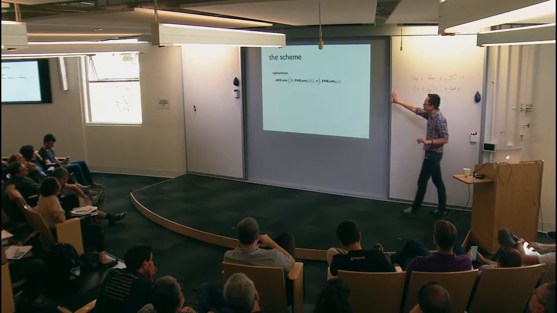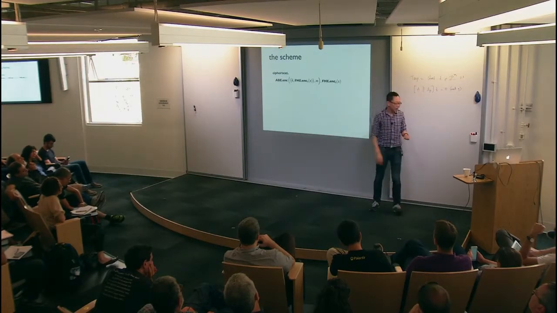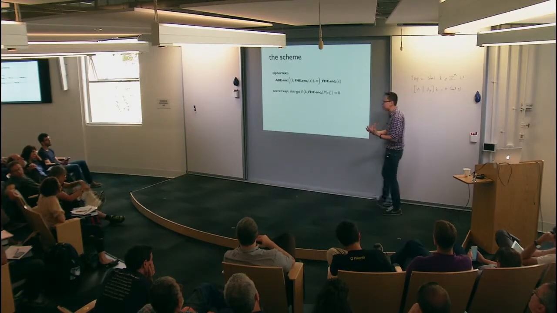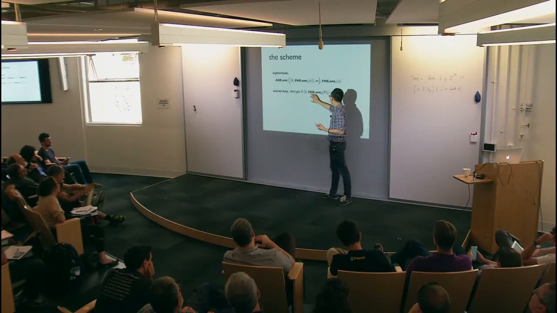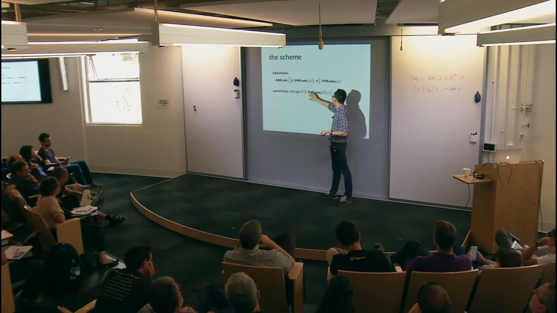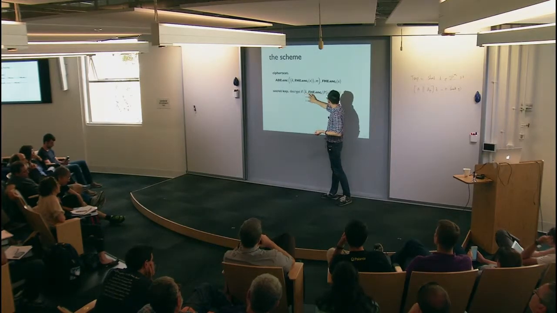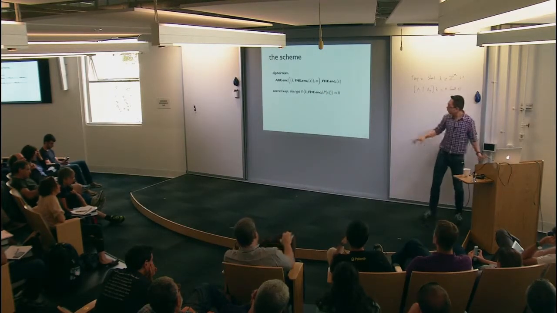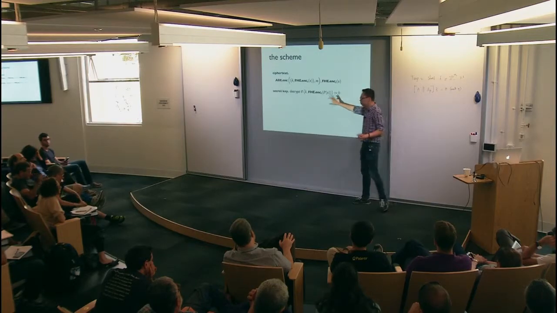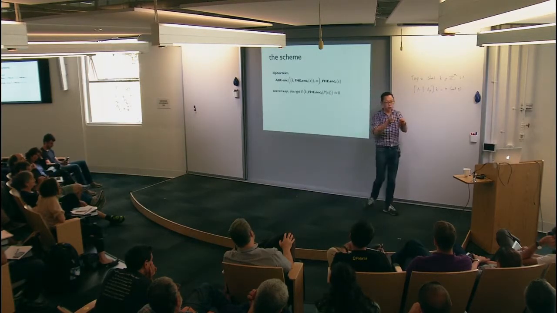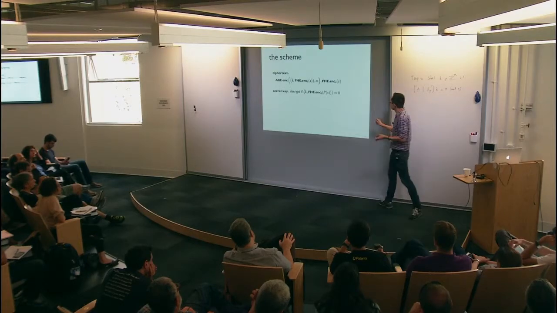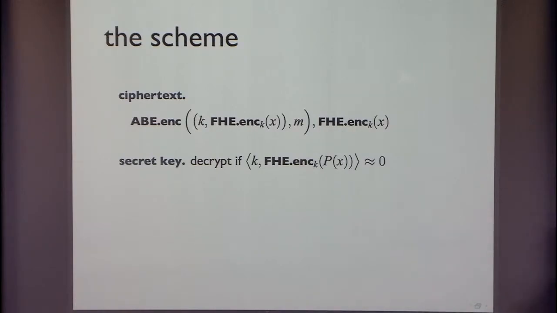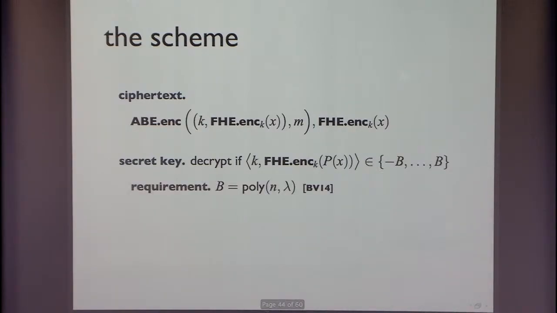Great. So just to summarize the scheme, here's what the ciphertext looks like. Your secret key is going to be basically some sort of ABE secret key that checks: you want to be able to decrypt if the decryption inner product is close to zero. Basically, that corresponds to an FHE encryption of zero. One thing I didn't say is that in FHE decryption, it's not only computing an inner product. You have to do inner product with rounding. So you don't decrypt only when the inner product is exactly zero, but when the inner product lies in some small interval.